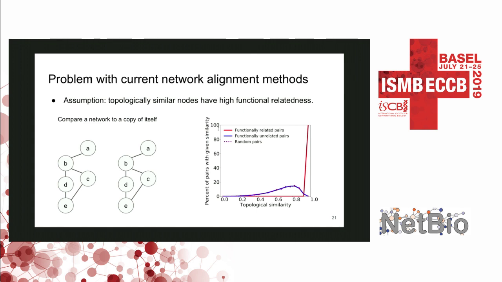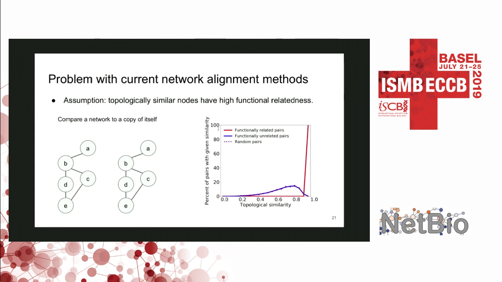Again, expected because the two networks are identical. And the functionally unrelated pairs, their similarities are spread out all across. Basically, this is telling us if we align the most topologically similar nodes, we will be aligning the functionally related ones. And so this is sort of saying that our analysis confirms what we expect.